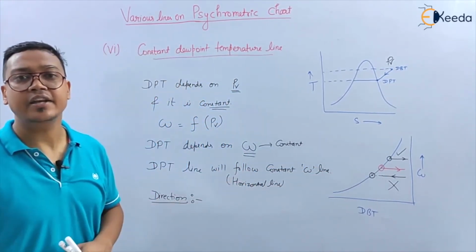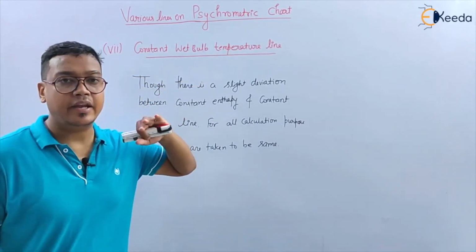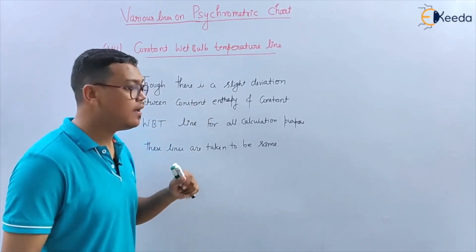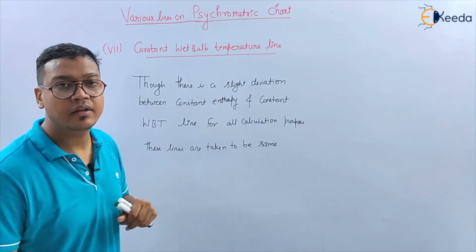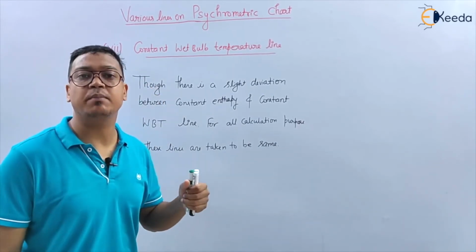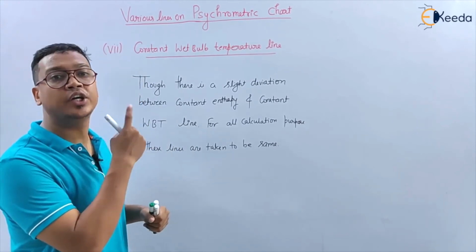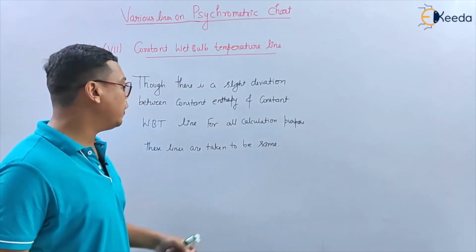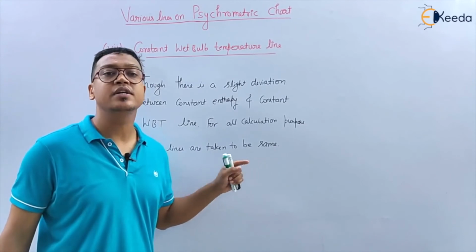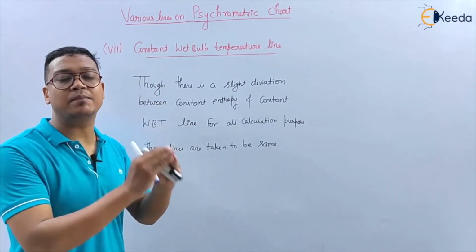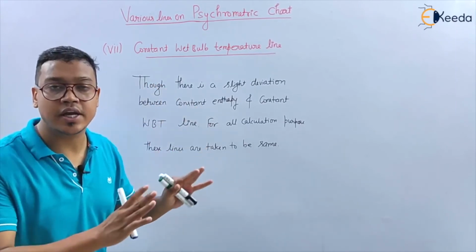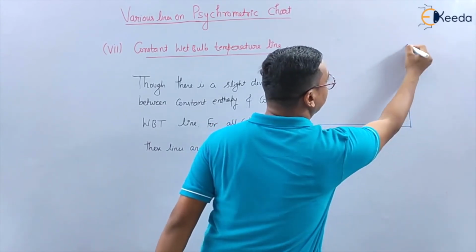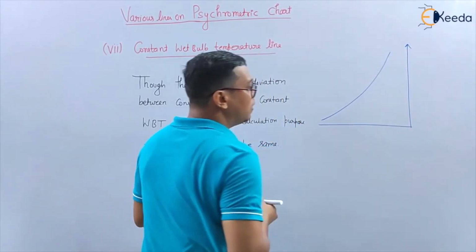Let's see the next line: the constant wet bulb temperature line. Though there is a slight deviation between the constant enthalpy line, which I have already told, and the constant wet bulb temperature line, which I have to draw, for all calculation purposes these lines are taken to be the same. That means the constant wet bulb temperature line will follow the constant enthalpy line.